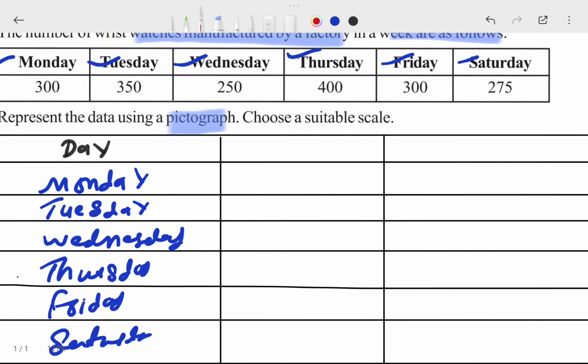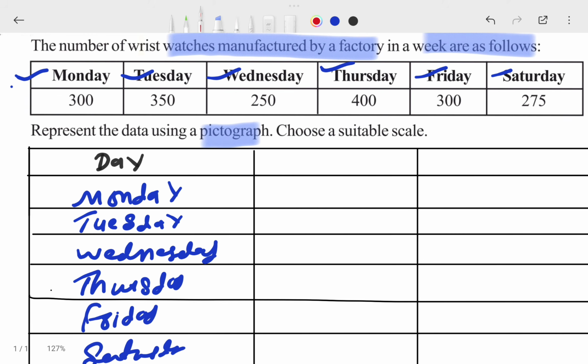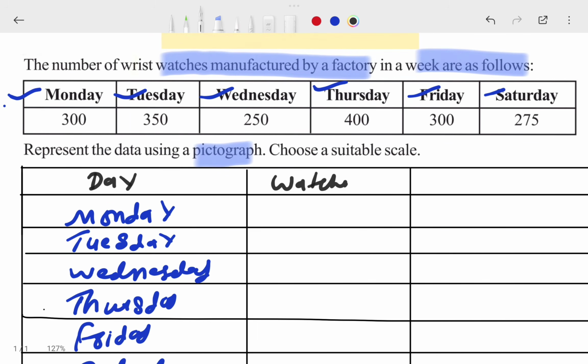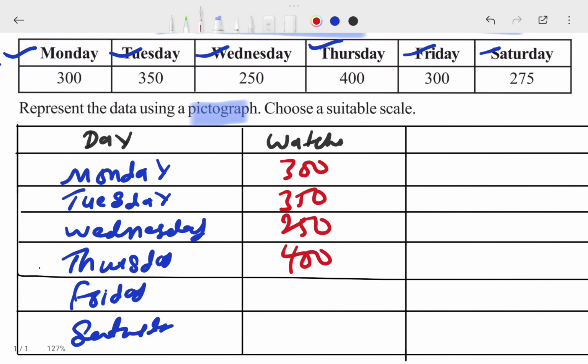After the day, we will write the watches, how many watches there are. Let's write this with the black pen. How many watches did they make on Monday? They made 300 watches. Write this with the red pen. On Tuesday they made 350, on Wednesday 250, on Thursday 400, on Friday 300, and on Saturday 275.